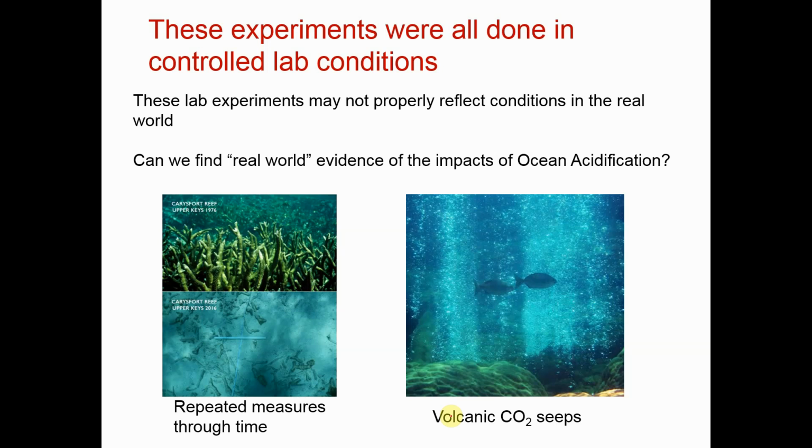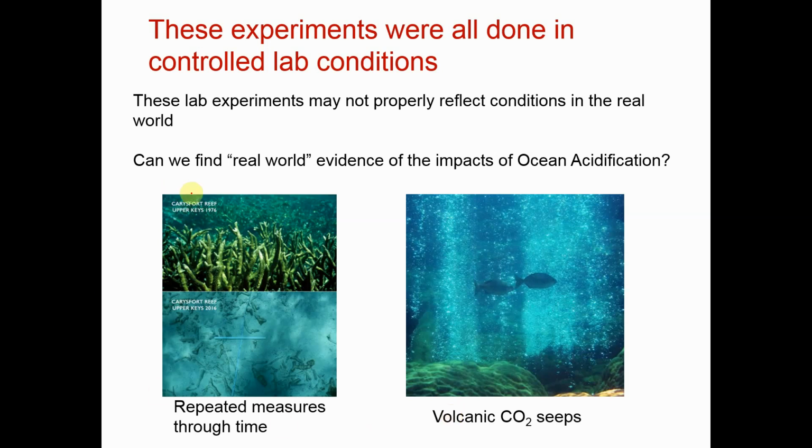So then the question starts to be, can we find real-world evidence of the impacts of ocean acidification? And the fact is, yes, we can. There are certain places in the world where we can go into the field and actually find real-world evidence of communities and ecosystems changing as a result of ocean acidification. Two of the most useful ways we can do that is shown below.